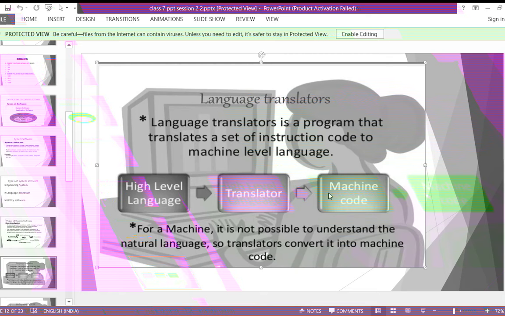So to convert high level language to machine level language, which translator are we using? Language translator. In the previous class I told you the language translator is used to convert high level language to machine level language. What is the name of that? Interpreters. Yes, very good. We are using an interpreter to convert high level language to machine level language. Any doubt you have, students? No, ma'am.